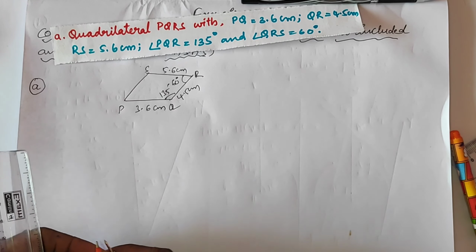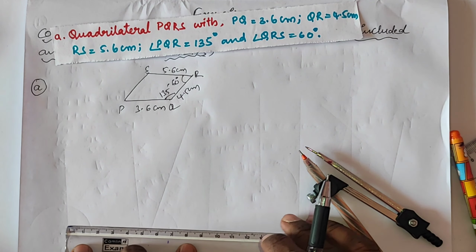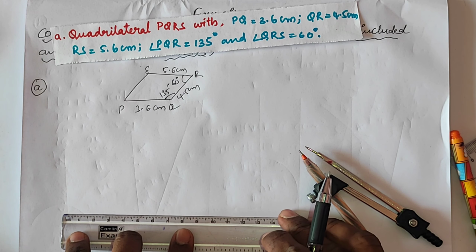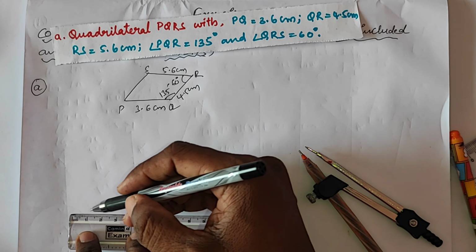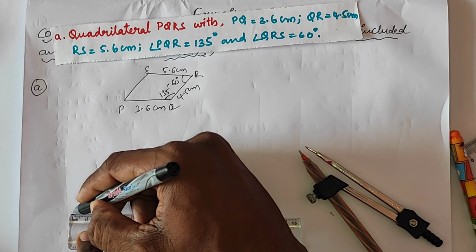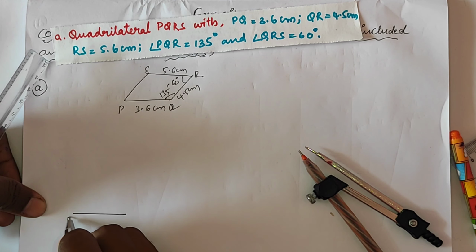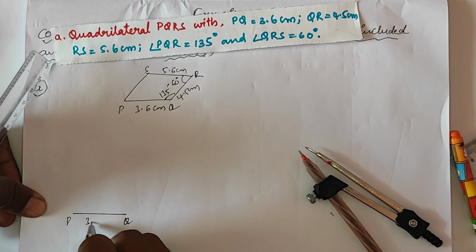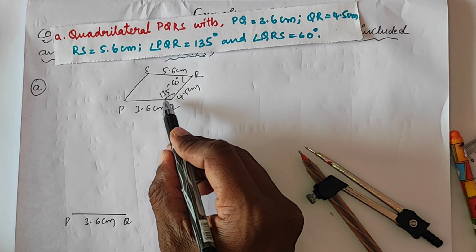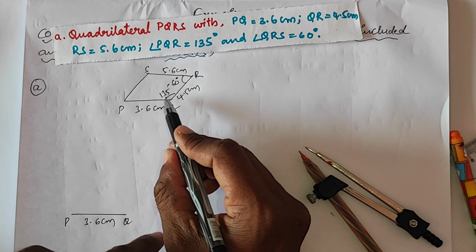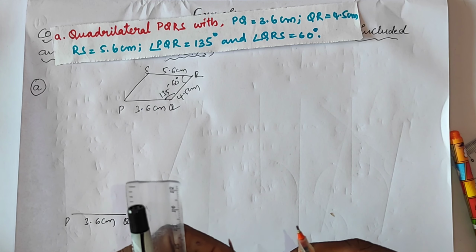So first, taking a base as how much? 3.6 centimeters. PQ, so line segment, how much is there? 3.6 centimeters. P to Q. PQ is 3.6 centimeters. Now we have to construct how much here? 135 degrees. So with the help of a compass we'll construct this one.